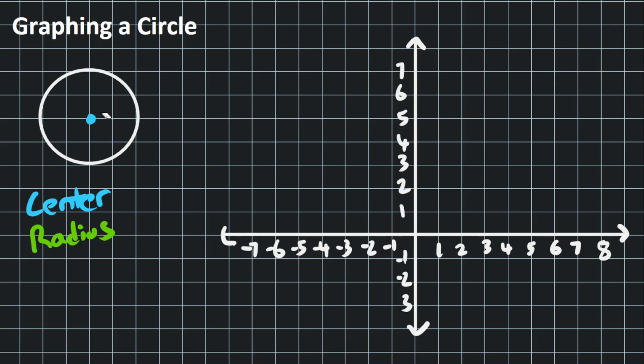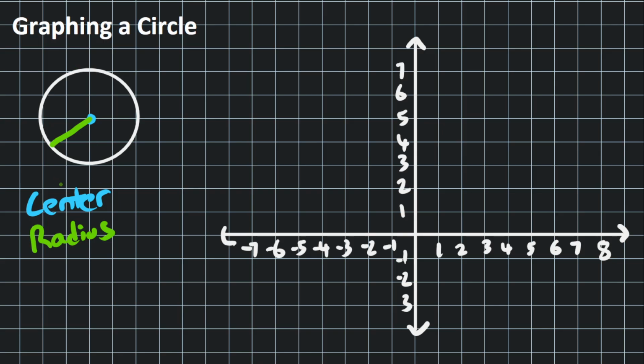And it doesn't actually matter where the radius is drawn. It could be here. It could be drawn like this. It could be drawn like this. It doesn't matter because the radius's distance will always be the same, no matter where it's drawn.